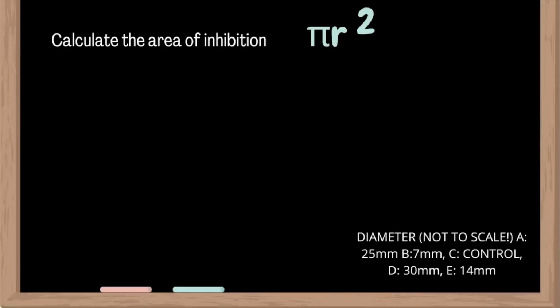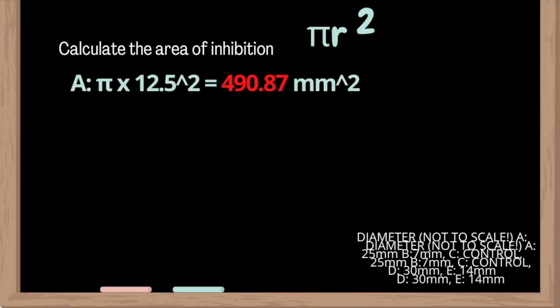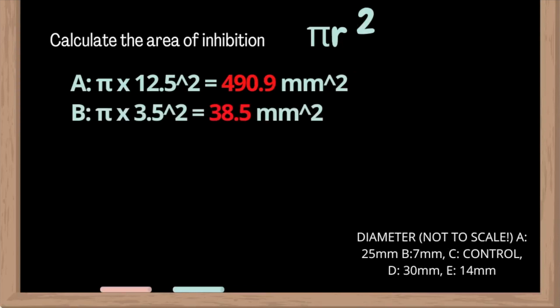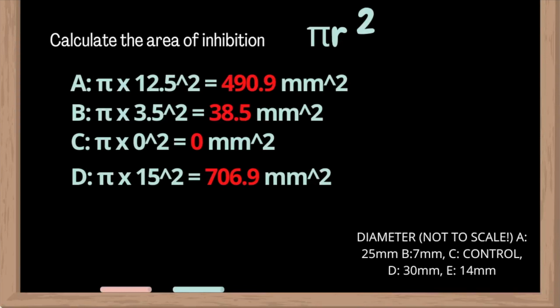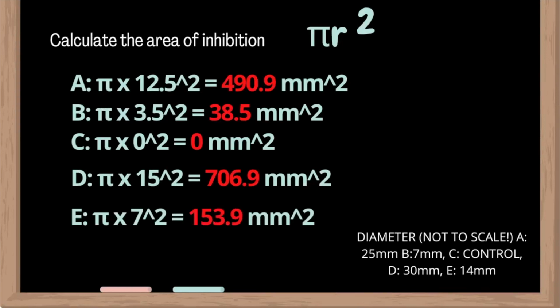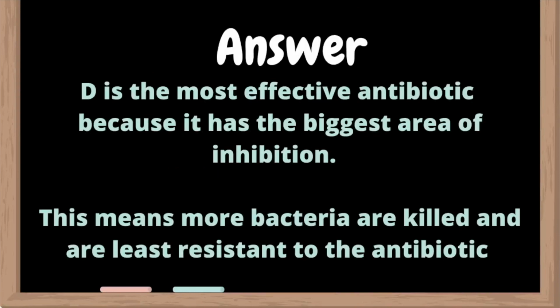First thing you should do is calculate the area of inhibition. Remember to halve the diameter to get the radius for calculating area. From your calculations, you should see that D is the most effective antibiotic because it has the biggest area of inhibition. This means that more bacteria are killed and therefore are less resistant to the antibiotic.